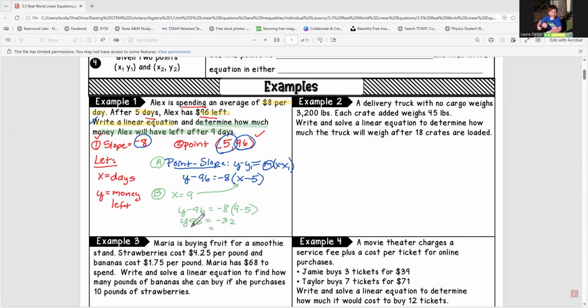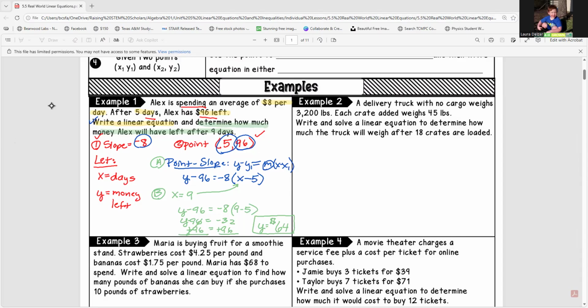Okay. I'm going to add 96 to both sides to get that y by itself. And so that cancels, and I'm left over with y equals some dollar amount. So -32 plus 96 is going to give me $64 left over. So after 9 days, Alex has spent that amount of money. So that's how you do that problem.